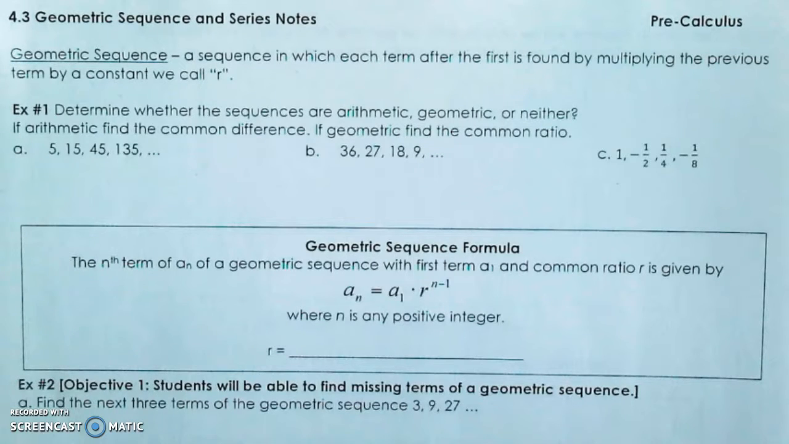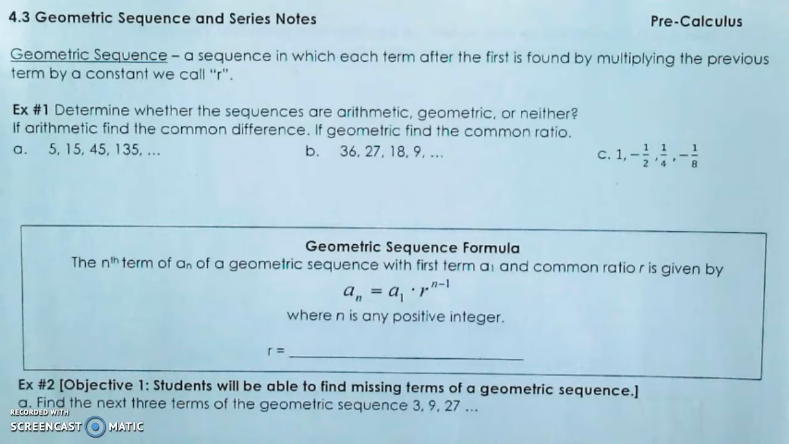In 4.3, we're looking at geometric sequences and series. So last time we looked at arithmetic sequences, which is where you were adding or subtracting the same number every time. And for geometric, you're going to be multiplying or dividing by the same number every time. We usually just say multiplying, and if you're multiplying by a number less than 1, then actually you're dividing.